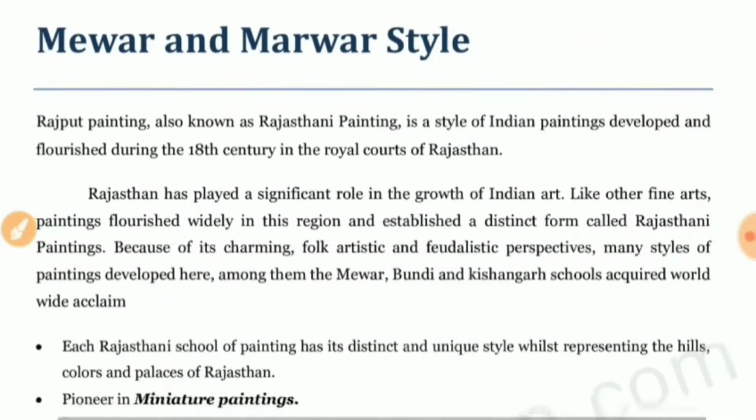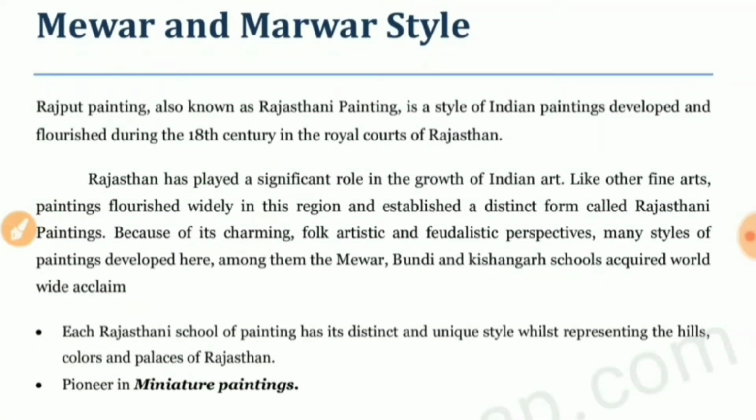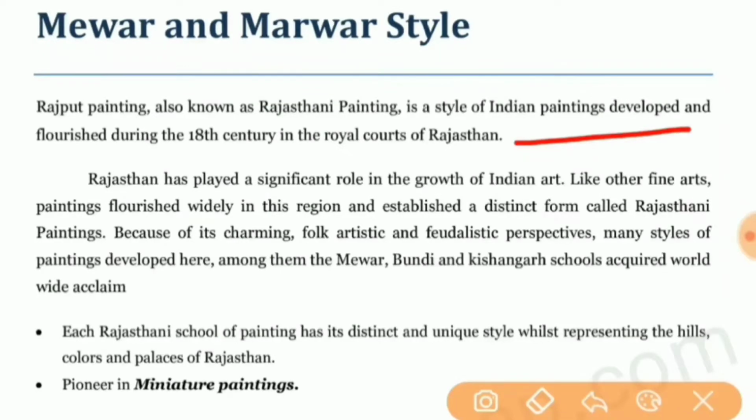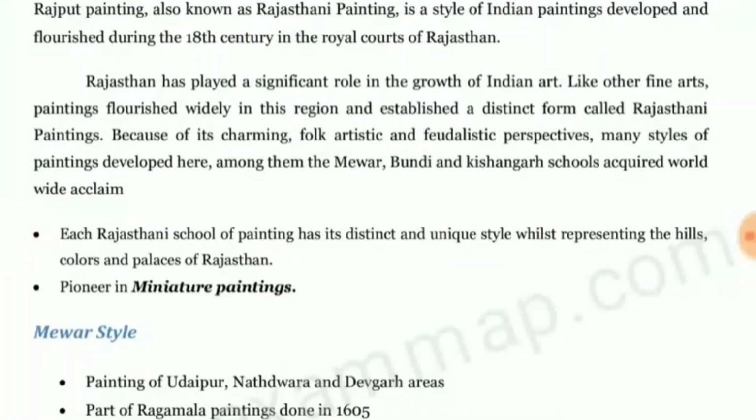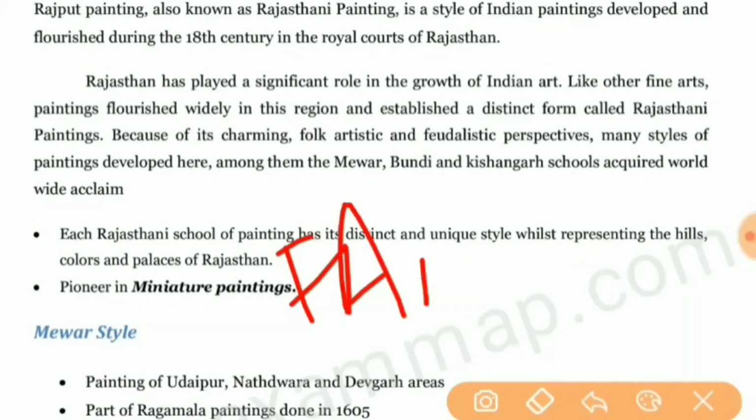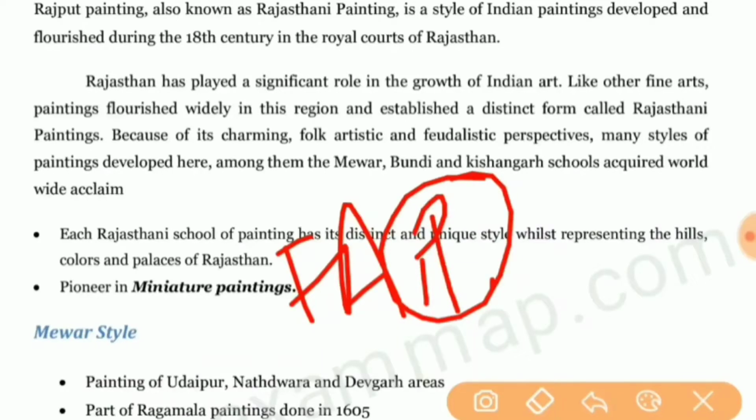So Mewar and Marwar style belongs to Rajasthani painting, that is Rajput painting. It is a style of Indian paintings developed and flourished during the 18th century in the royal courts of Rajasthan. Rajasthan has played a significant role in the growth of Indian art. Like other fine arts, paintings flourished widely in this region and established a distinct form called Rajasthani paintings.